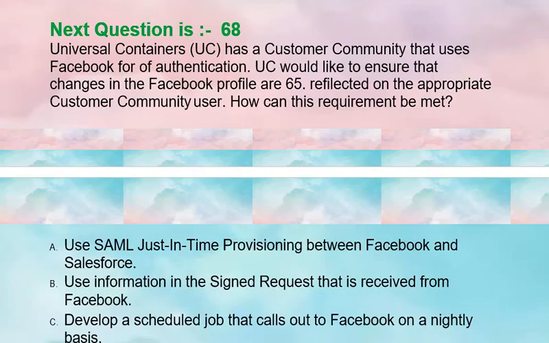Question: Universal Containers (UC) has a customer community that uses Facebook for authentication. UC would like to ensure that changes in the Facebook profile are reflected on the appropriate customer community user. How can this requirement be met?